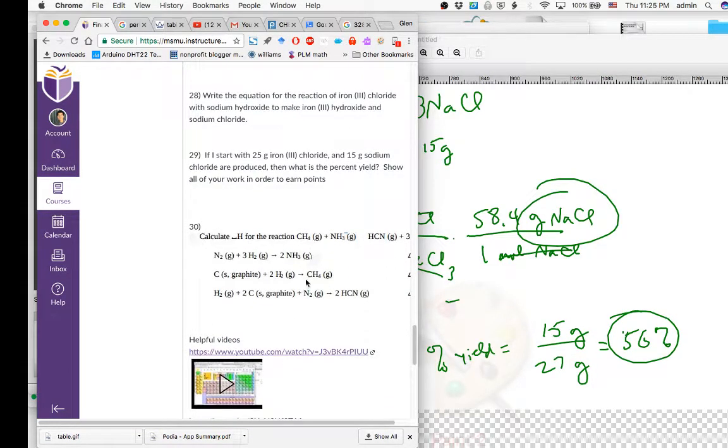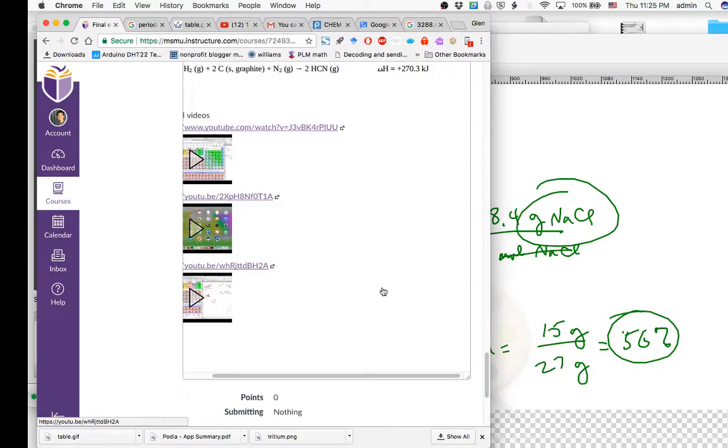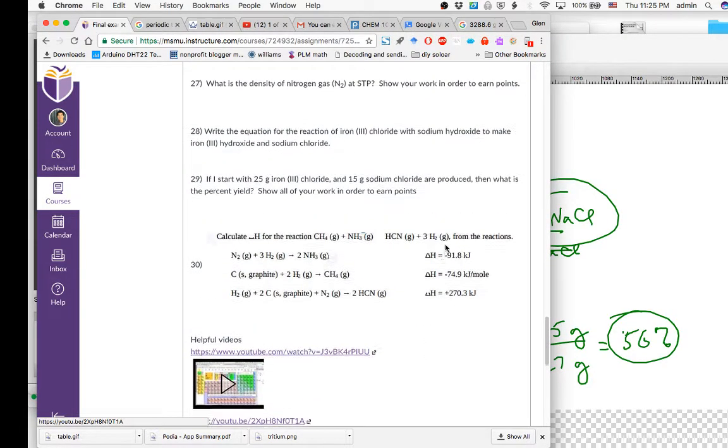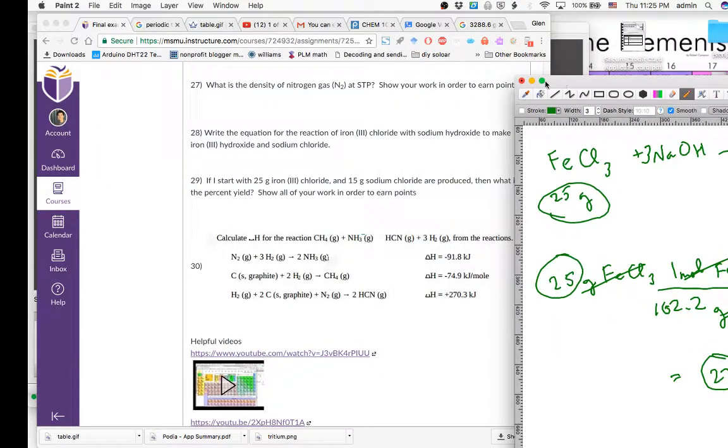Okay, so number 30. What is this? A Hess law problem? Okay, there's no problem. I mean, there's no trouble at all. And you've done Hess law many times for your website. So here's your Hess law problem. Let's move the board over a little bit.